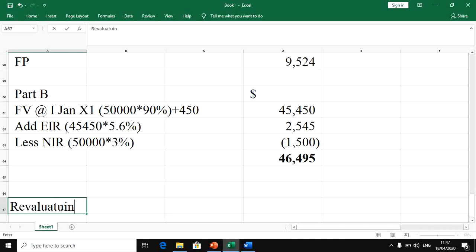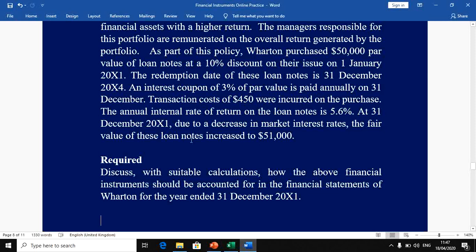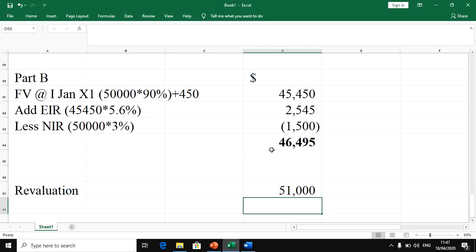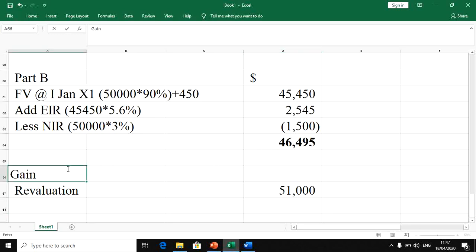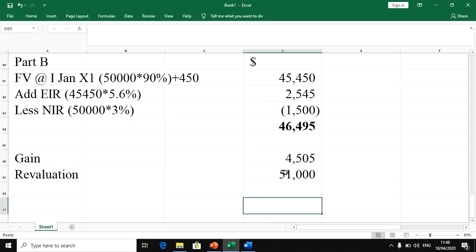there was a revaluation of this particular instrument, and this was the amount that was involved. We are told in the last instance, due to a decrease in market interest rates, the fair value of these loan notes increased to 51,000. So what you need to do is to find whether there's a gain or a loss on the change. I think there is going to be some kind of a gain of 4,505. All right, so how do we proceed in the statements?